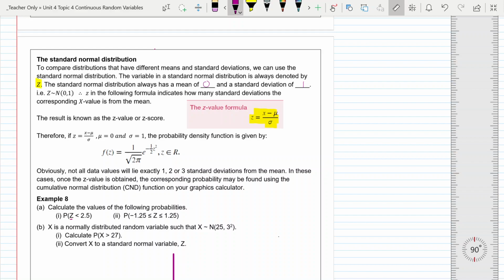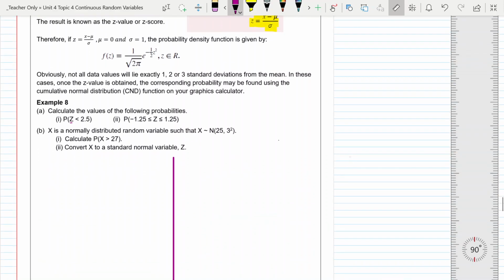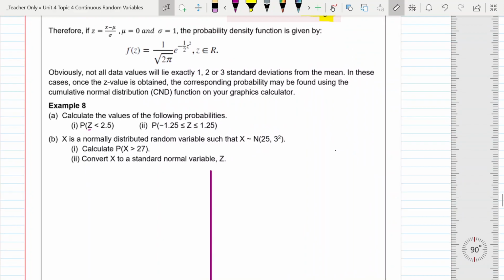And we can say that z is approximated by a normal distribution in 0 and 1. And what this formula tells us is that our value for x is however many standard deviations away from the mean. Okay. Now, not all data values are going to allow 1, 2, or 3 standard deviations from the mean.